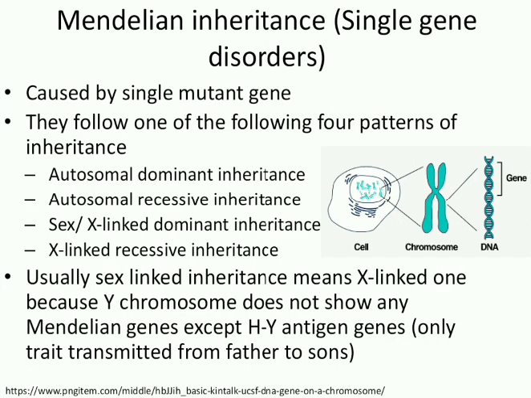Mendelian inheritance. So they are single gene disorders caused by a single mutant gene. The inheritance can be autosomal dominant, autosomal recessive, or sex-linked inheritance. Whenever the term sex-linked inheritance is used, it is synonymous with X-linked. There are two sex chromosomes, as you are aware, X and Y, but Y chromosomes don't show Mendelian genes except a gene called the HY antigen gene. Otherwise, they don't show Mendelian genes. Again, it can be X-linked dominant or X-linked recessive.